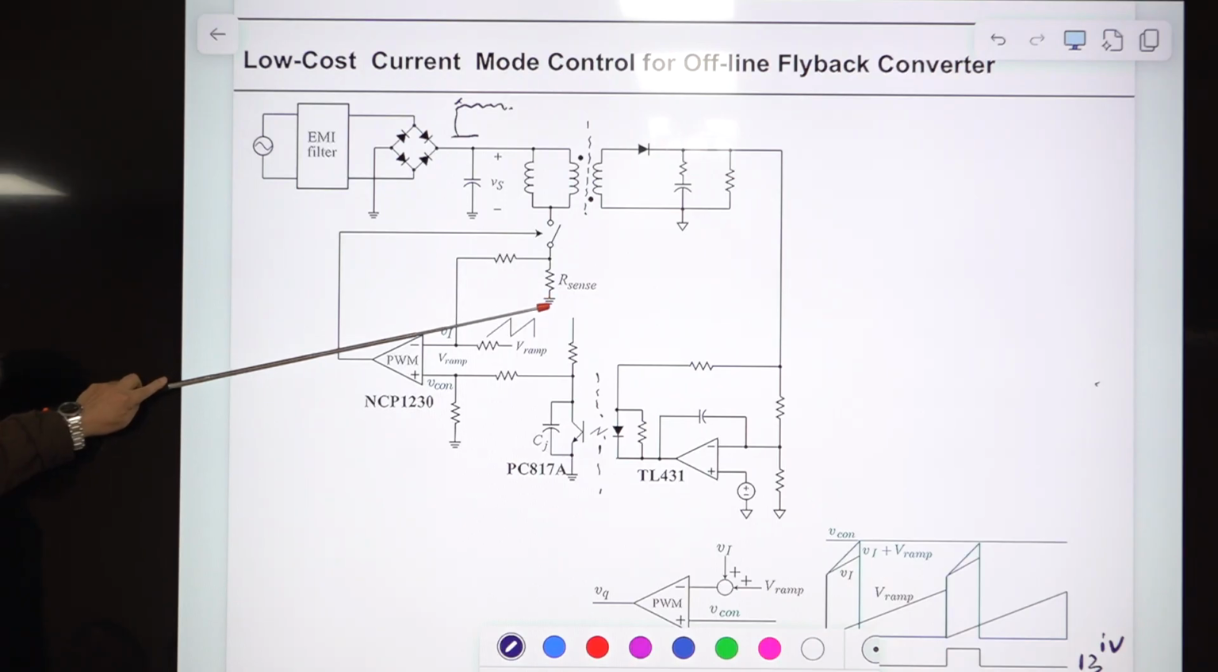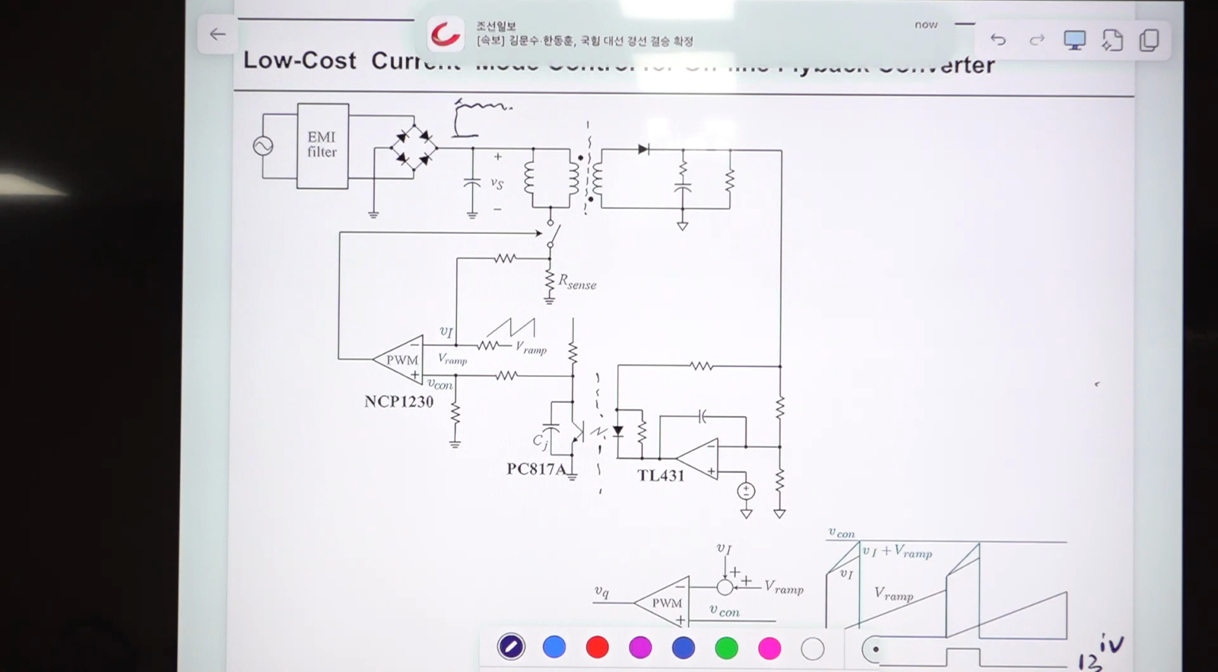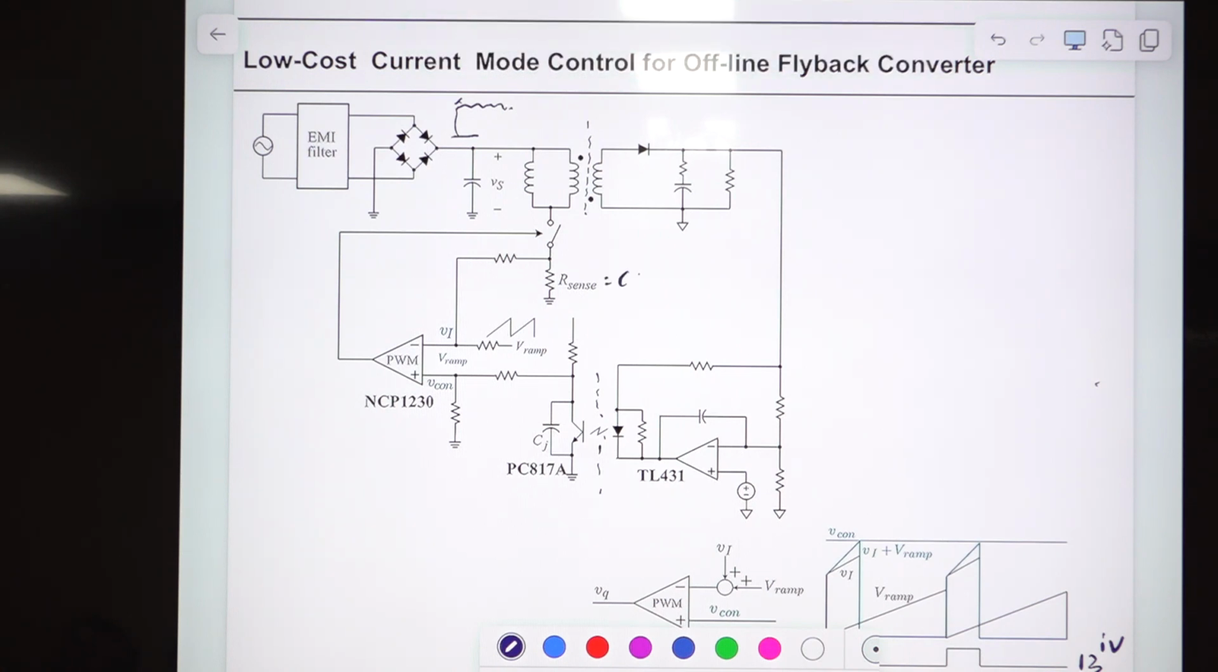This is what? Current sensing network. Okay. The problem of this is the loss here. But they don't care about the loss here. This is a very cheap power supply. Right. So this is the extreme example of CSN. The current sensing network gain is just Ri, which is R sense.